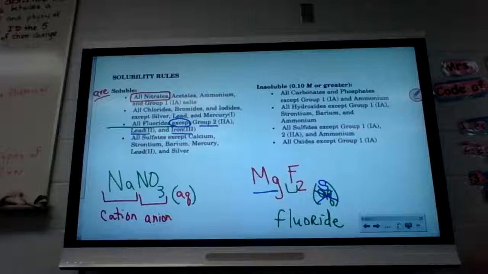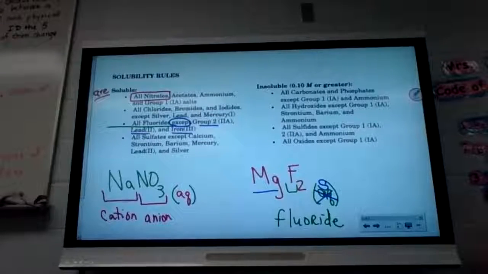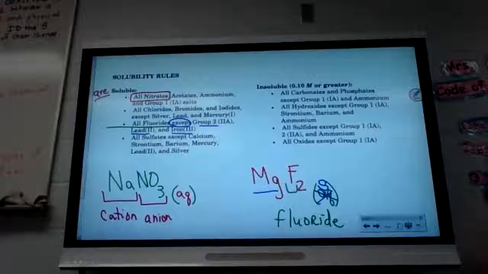Wait, what do you mean? All the fluorides are soluble, except if they're in group 2. Magnesium is where? Group 2. So if it's a group 2 fluoride, it's not what? It's not soluble. It's a solid. Are you with me? Okay.